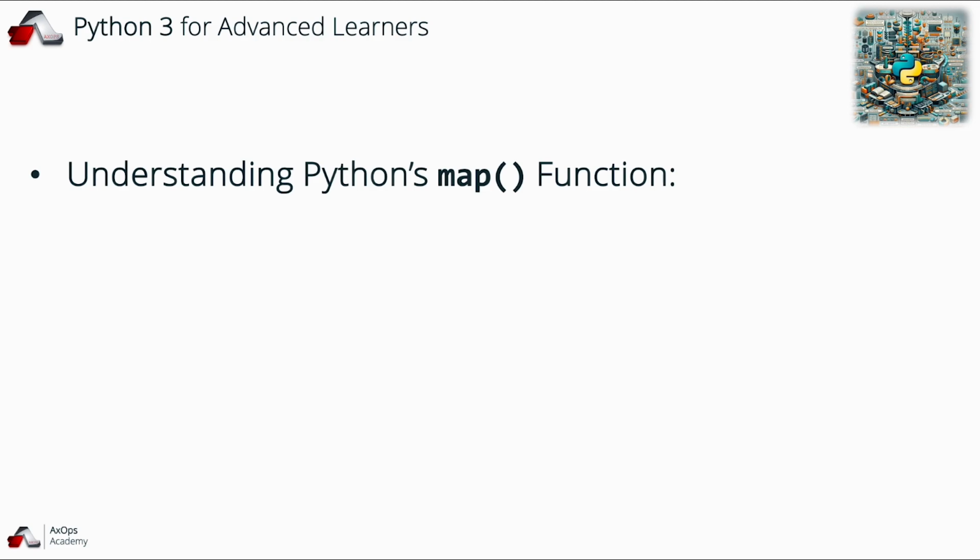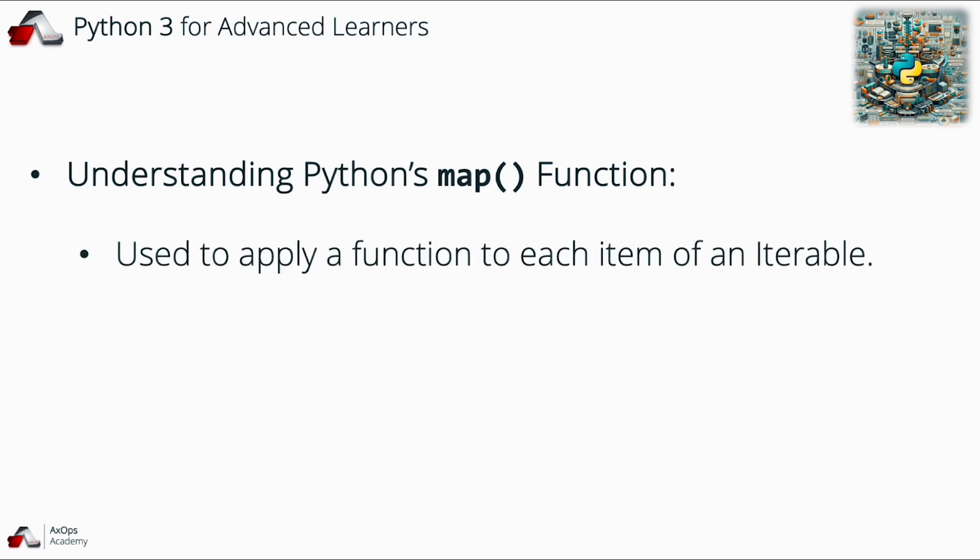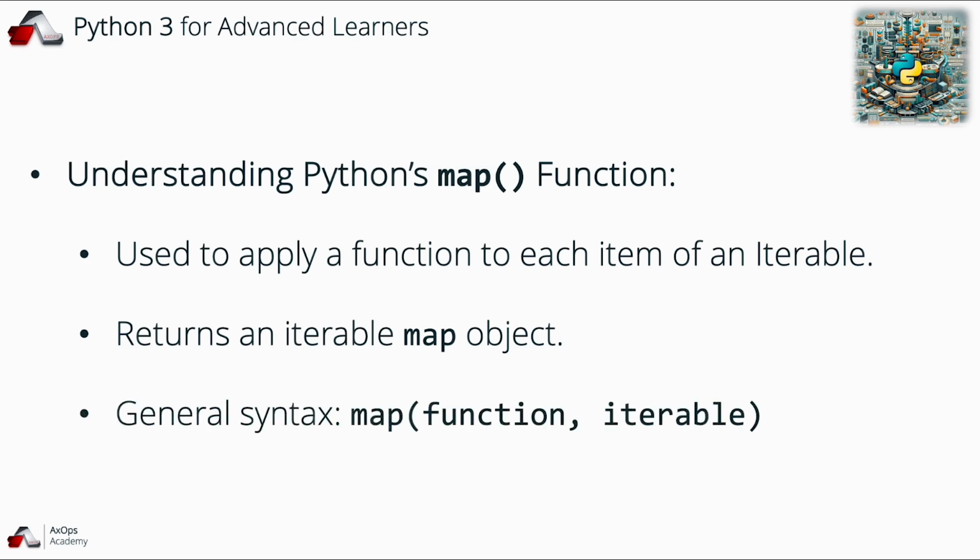The map function in Python is used to apply a specific function to each item of an iterable, like a list or a tuple, and it returns an iterable map object. The general syntax of the map function is map, the first argument being a function, and the second argument being the iterable to which that function needs to be applied.